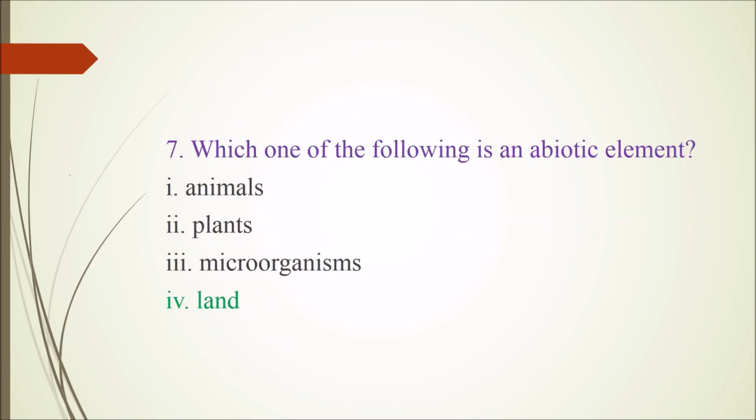Question number 7. Which one of the following is an abiotic element? Option number 1, animals. Option number 2, plants. Option number 3, microorganisms. Option number 4, land. So the answer is option number 4, land.